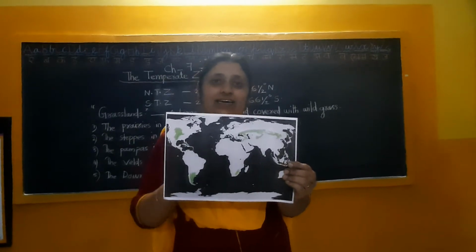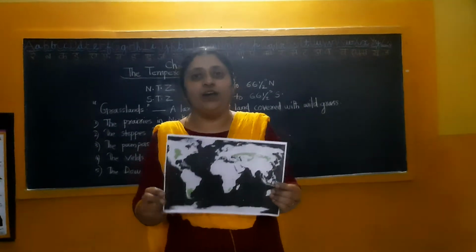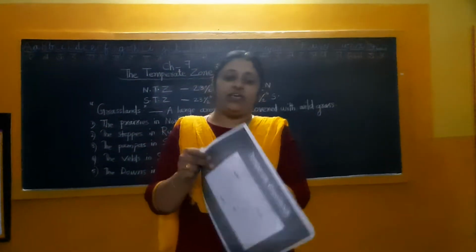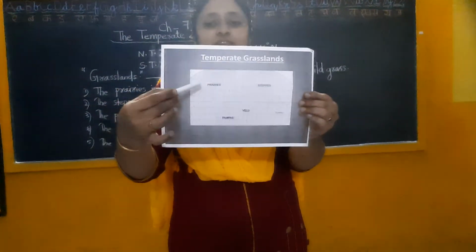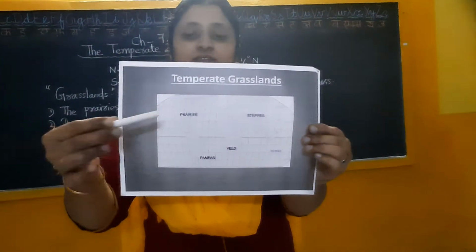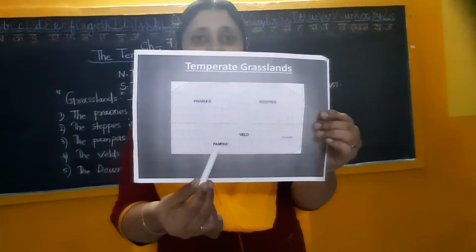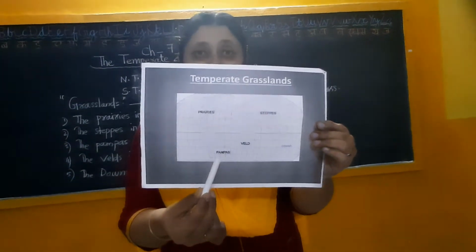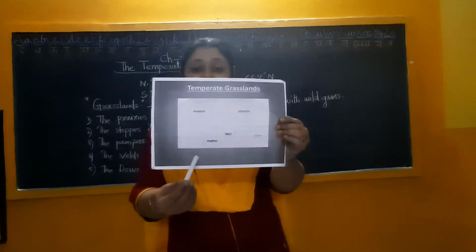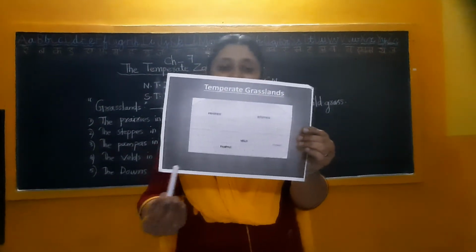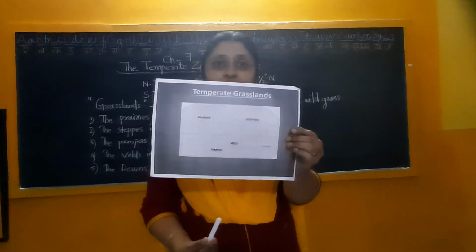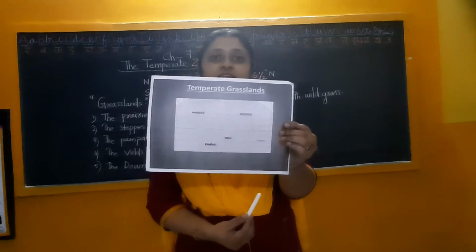These grasslands have different names. So what are the names of these five grasslands? In North America, the grasslands are known as prairies. In South America, the grasslands name is Pampas. Next, Veldt, that is in South Africa. Here Steppes, that is in Russia, and the last one, Downs, that is in Australia.